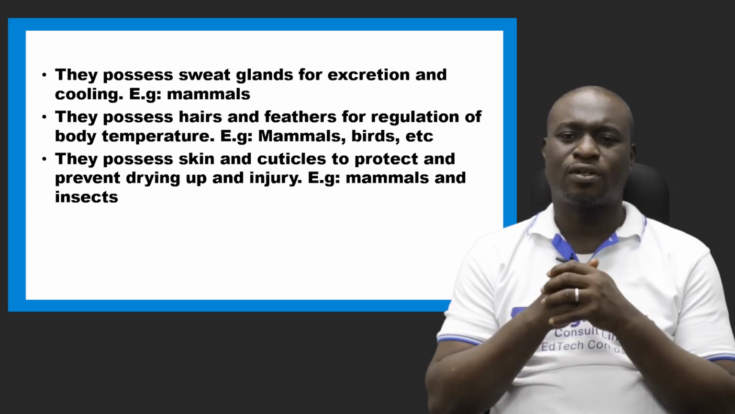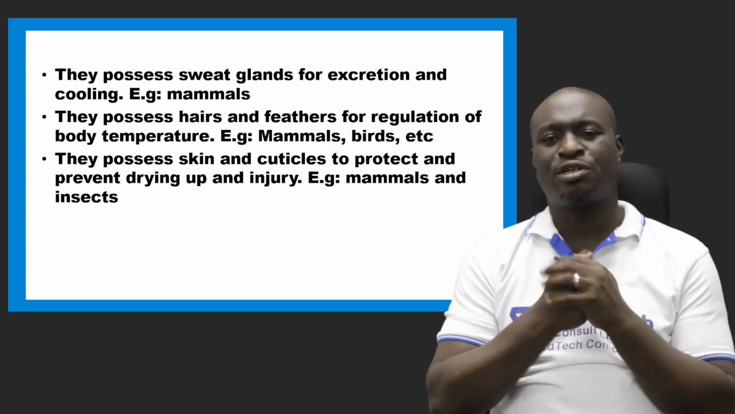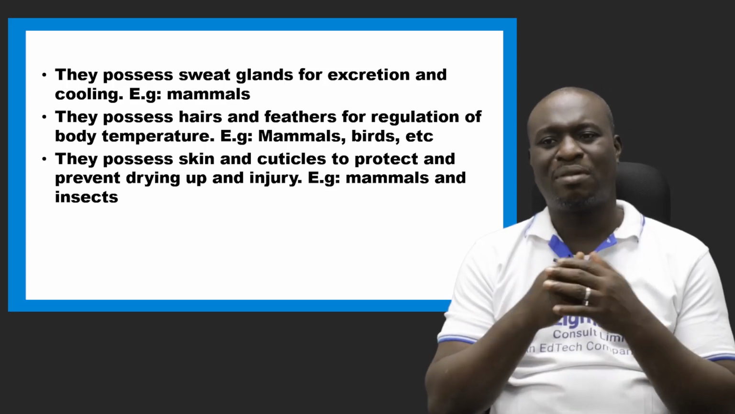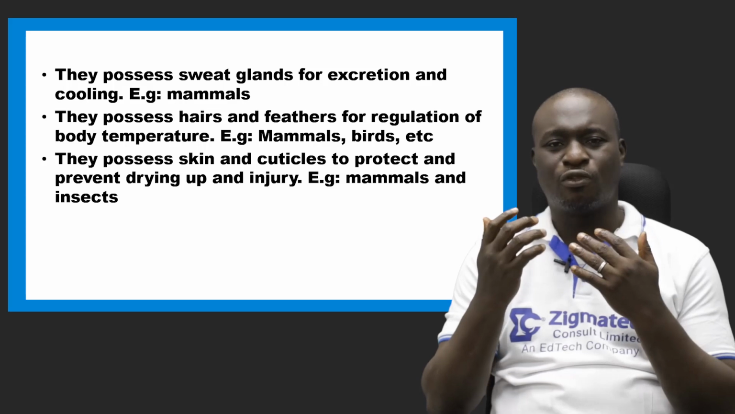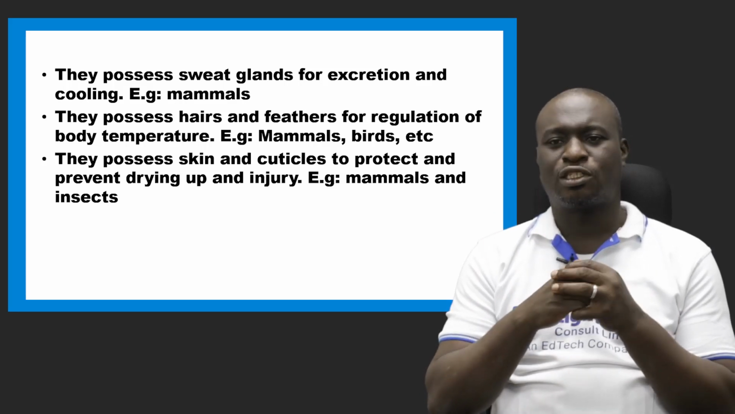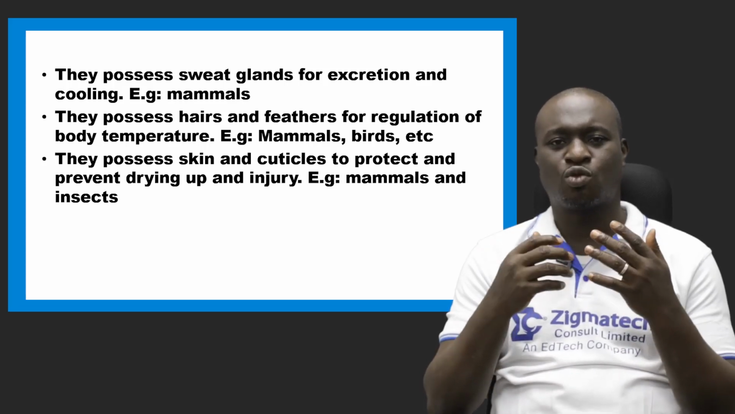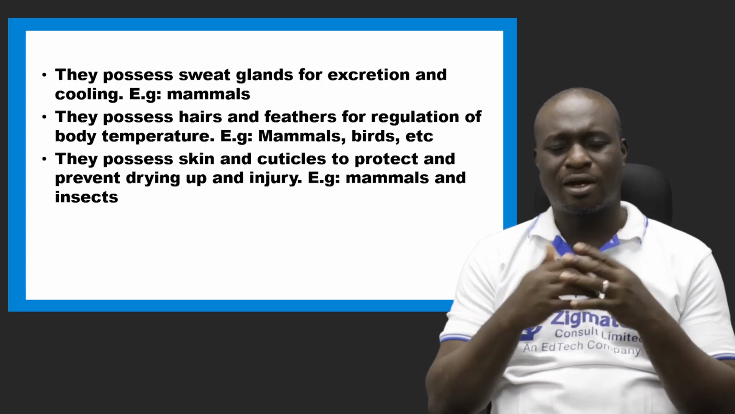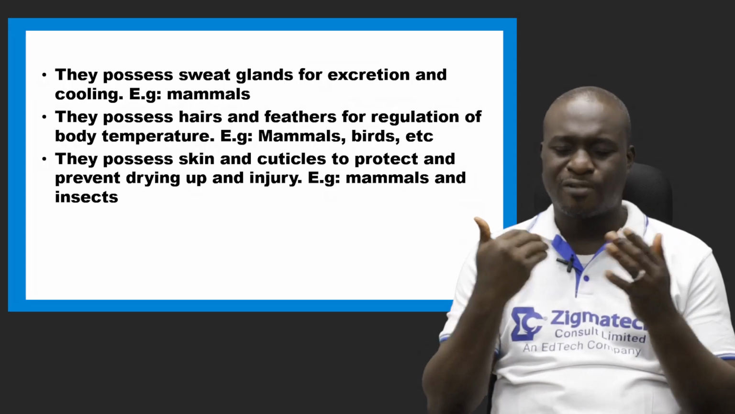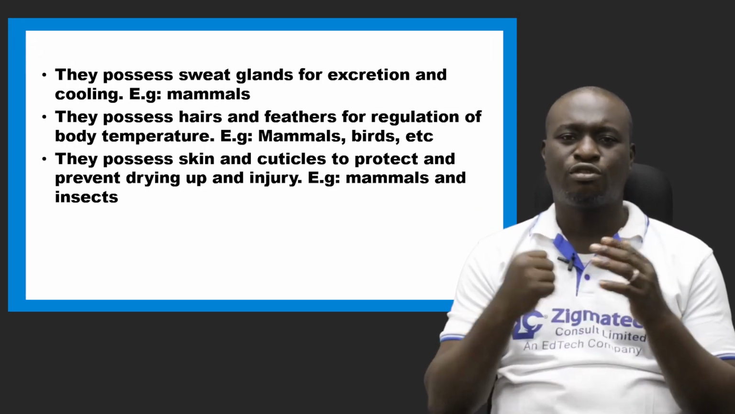Next on the line of adaptive features of animals to terrestrial habitat is that they possess hairs in mammals and feathers in birds for regulation of body temperature. Some mammals possess hairs, and some possess what we call furs, F-U-R-S. Furs, hairs and feathers are for regulation of body temperature.